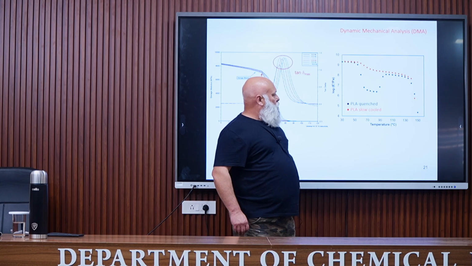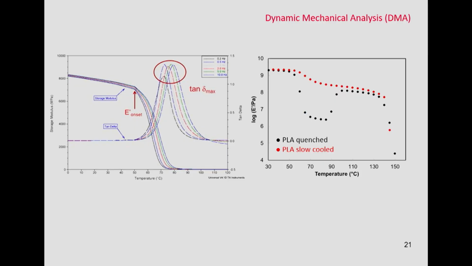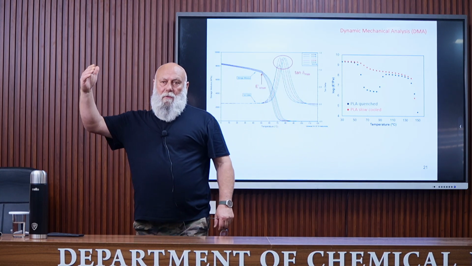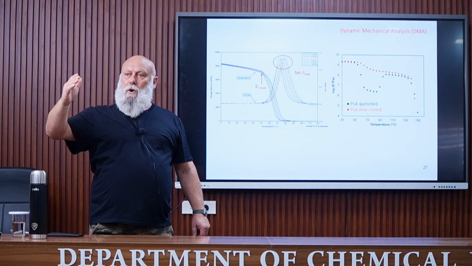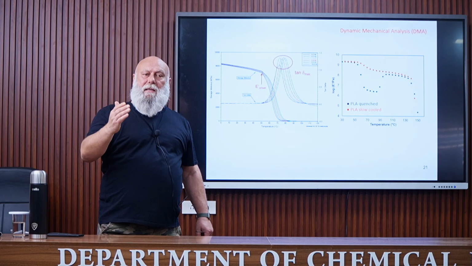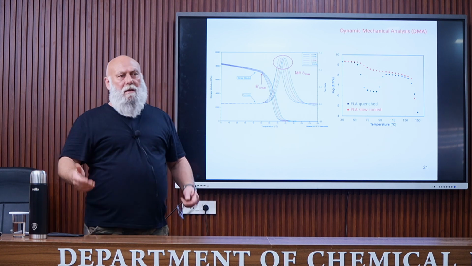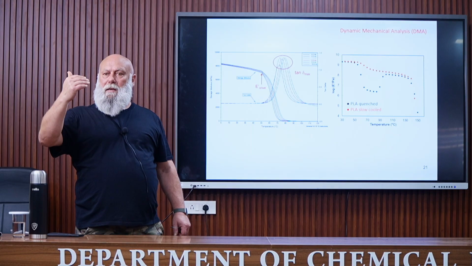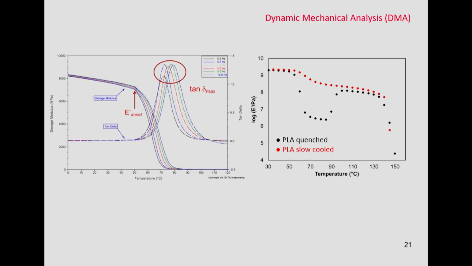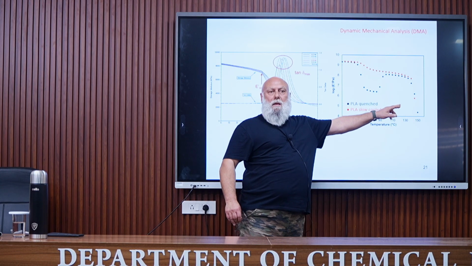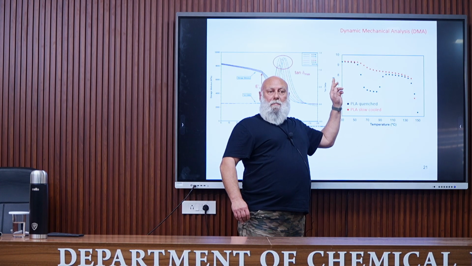One curve corresponds to PLA that was slow cooled, meaning that before this experiment, the PLA was cooled from the melt slowly, so the material can crystallize. It will not crystallize at 100%, it's not possible, but it can crystallize to its maximum capacity. That can be 20%, 50%, depends on the polymer.